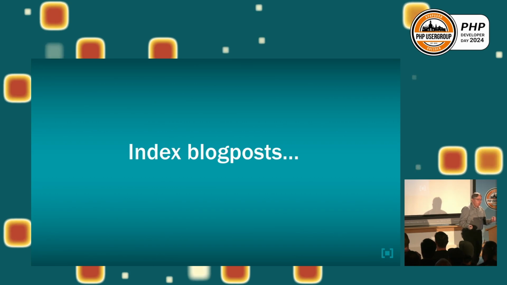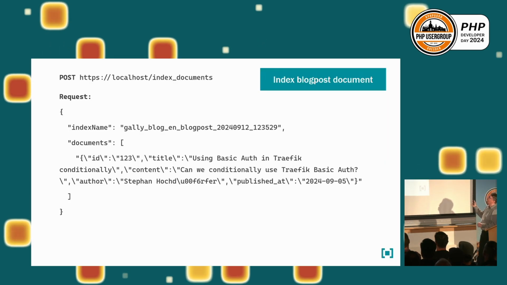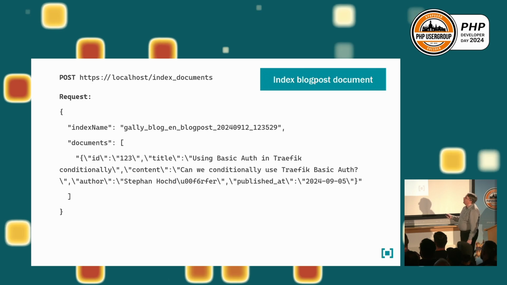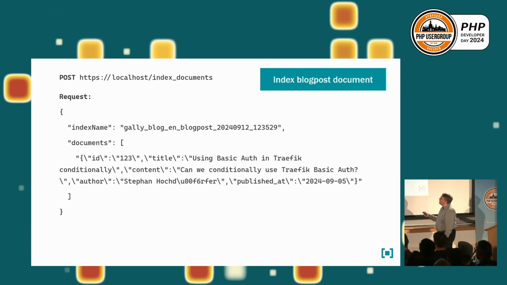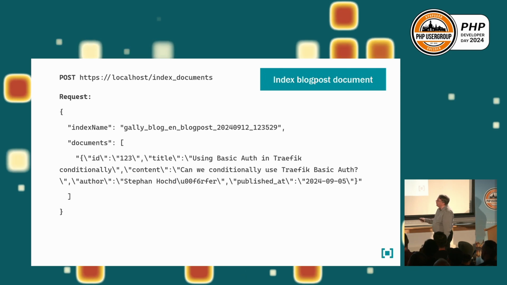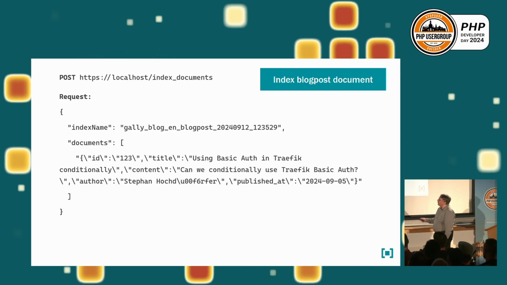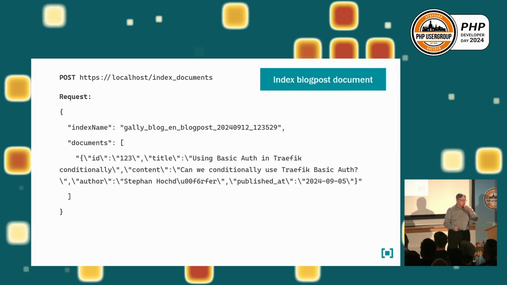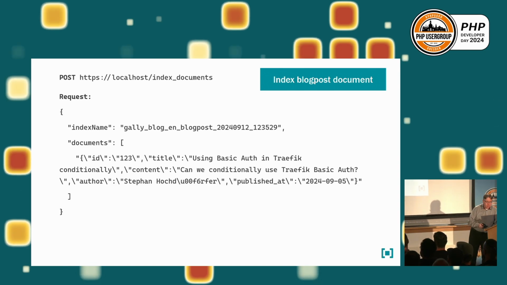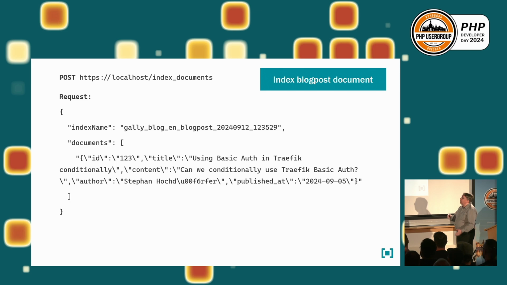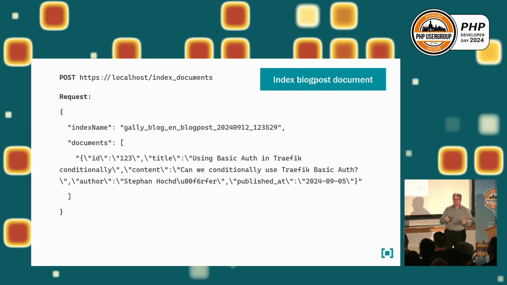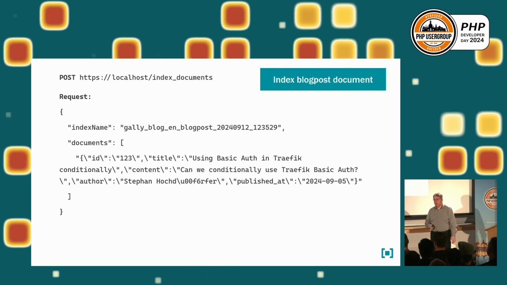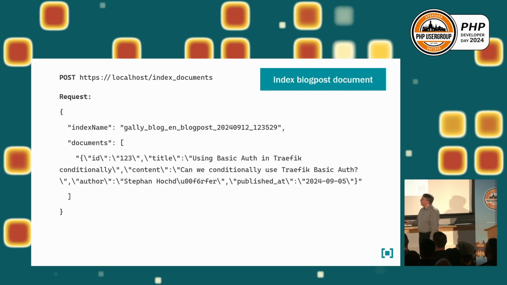Then let's start indexing some blog posts. There is an index documents endpoint. We need to define the index name and then a bunch of documents. As you can see, that's an array, so I can push in any amount of documents that you like. Ideally, if you do a full reindex, you want to push in documents in batch sizes. You need to implement some logic there to push, I don't know, 50, 100, or maybe 200 items at the same time.